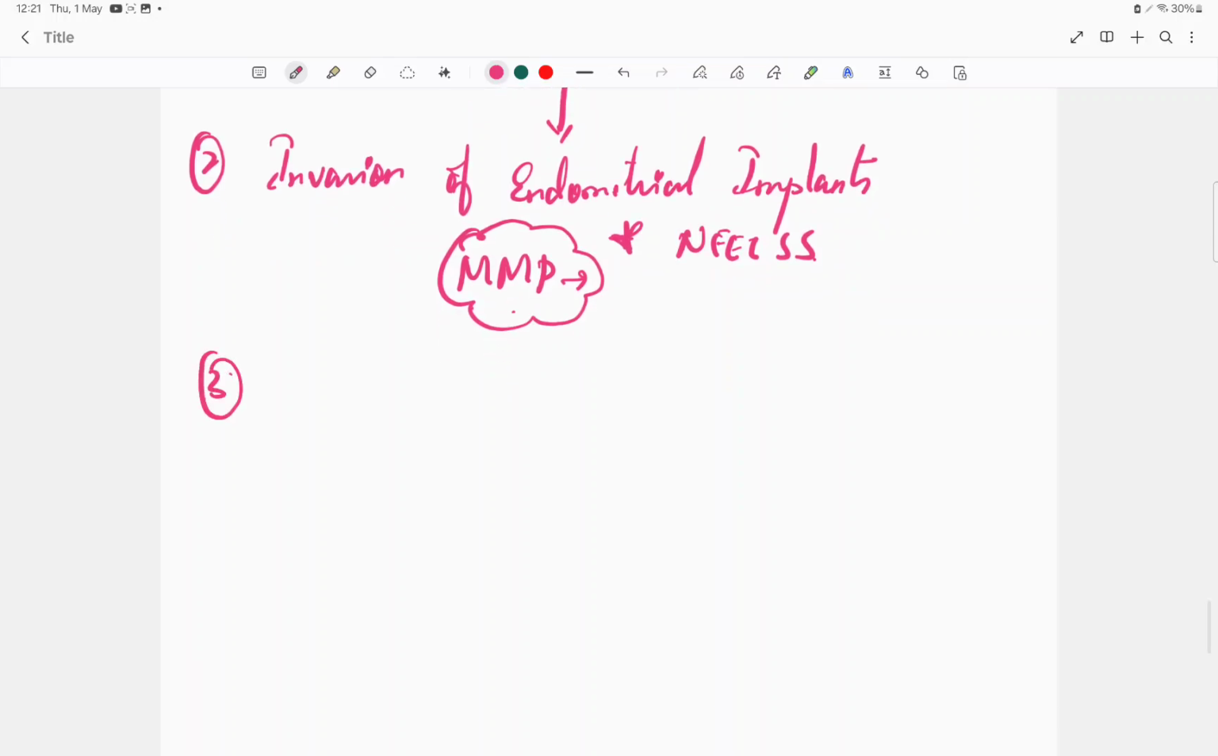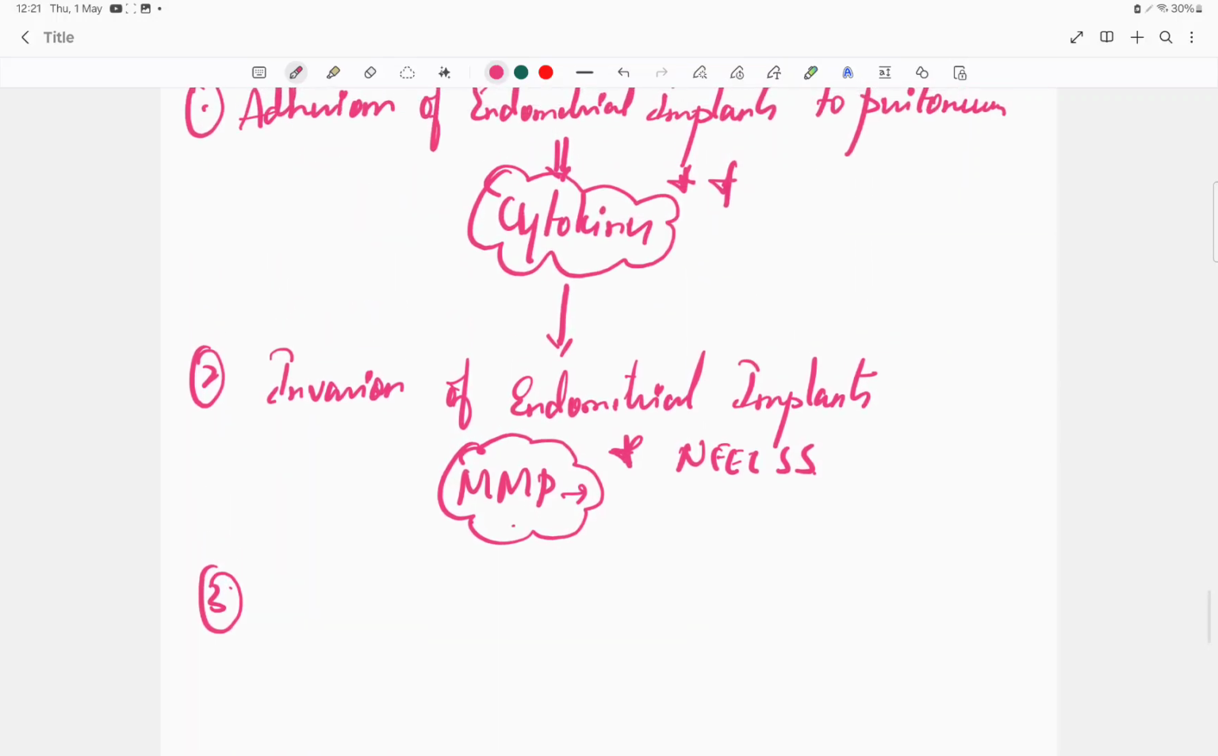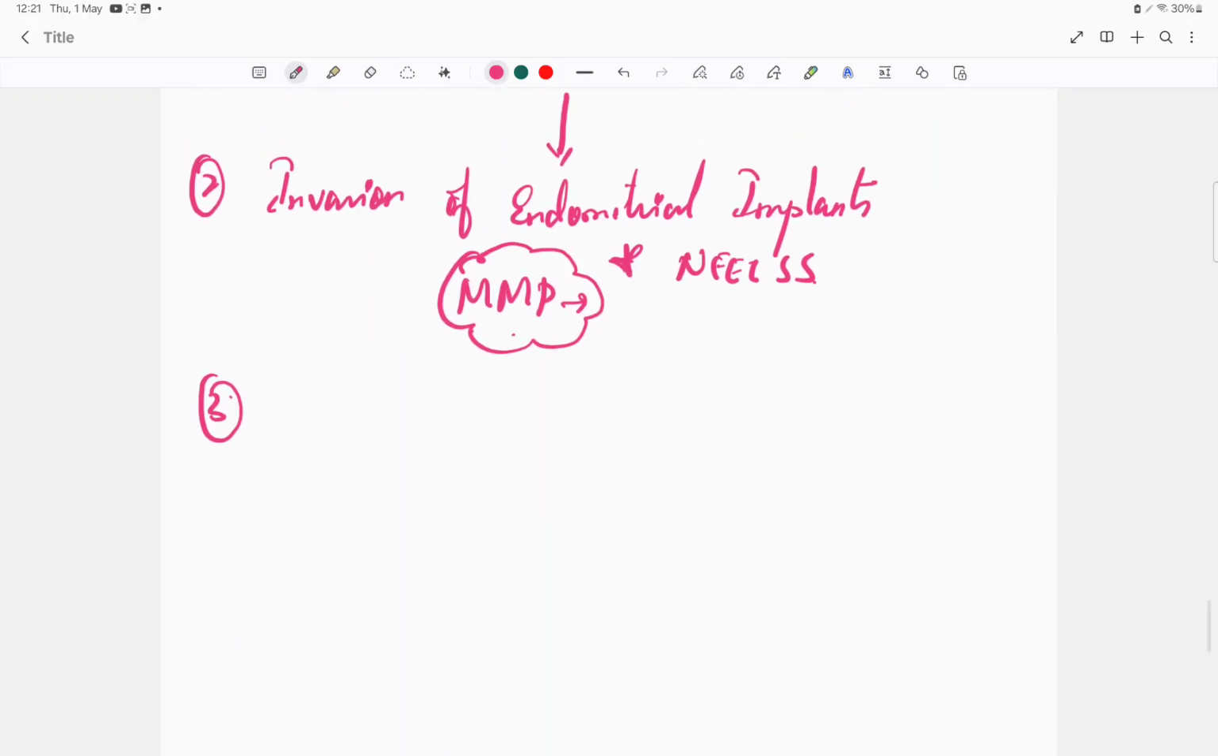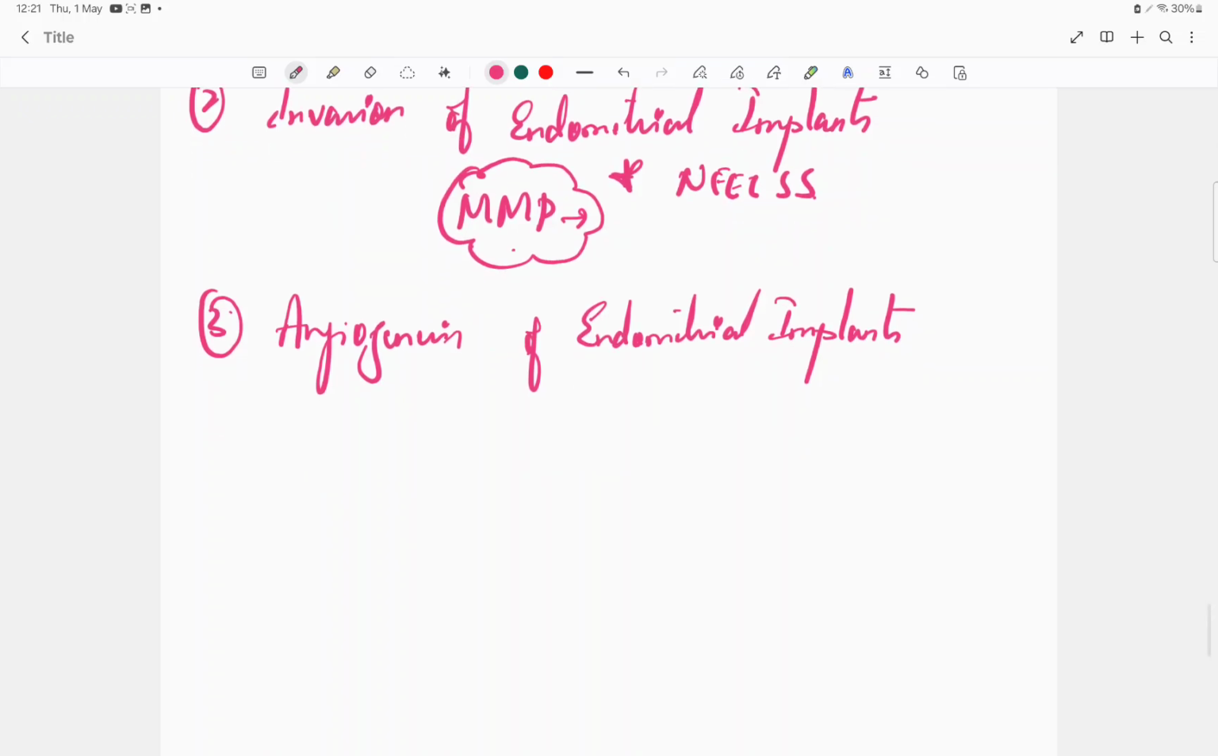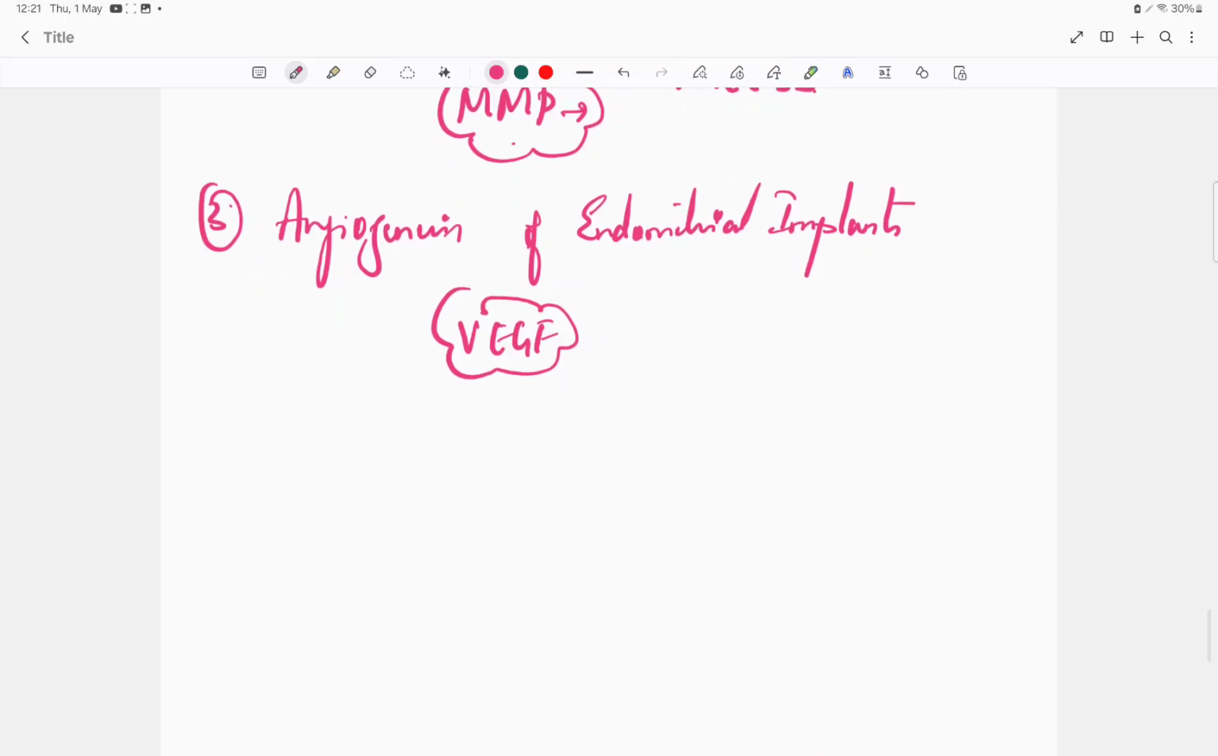Third, after adhesions and invasion, it will develop its own vascularity. So angiogenesis of endometrial implants will happen. For this angiogenesis, obviously, everyone knows, it is vascular endothelial growth factor. This was not an MCQ, but still you should remember. After angiogenesis, it will grow, obviously. So it will proliferate.